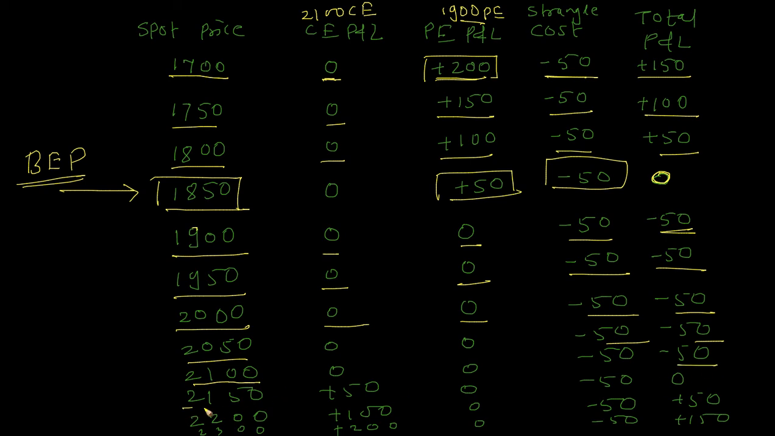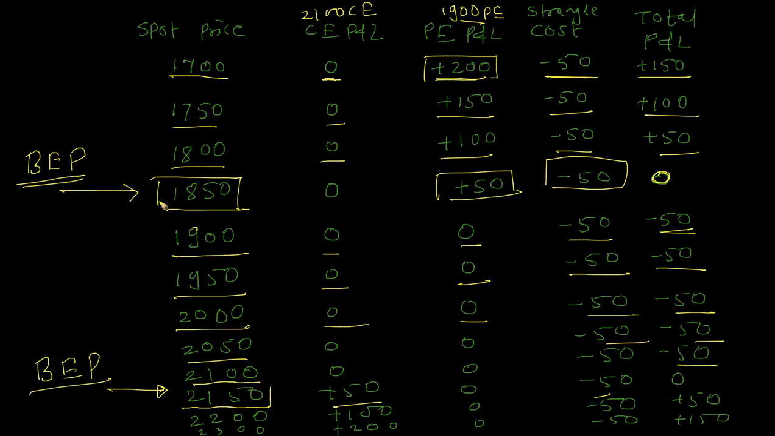Now at 2150, you see, at 2150, right? My CE, I have bought a CE of 2100, so the market has moved up 50 points. So I'll be getting a benefit of 50 rupees from CE, but as P is out of the money, P is zero. So my strangle cost was 50. My total profit and loss will be 50 minus 50, that is zero, right? Again, this is a point where I am making no profit, no loss. So this is again BEP, break even point on the higher side.